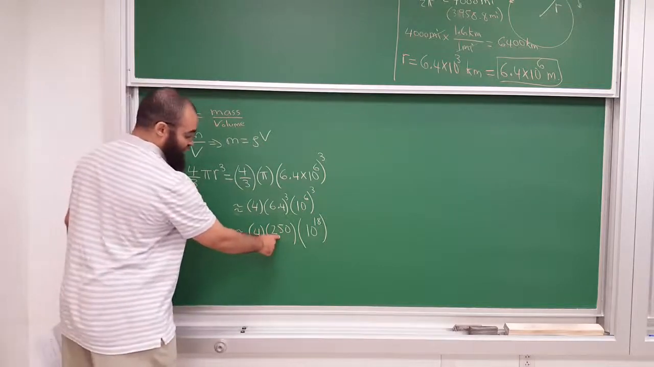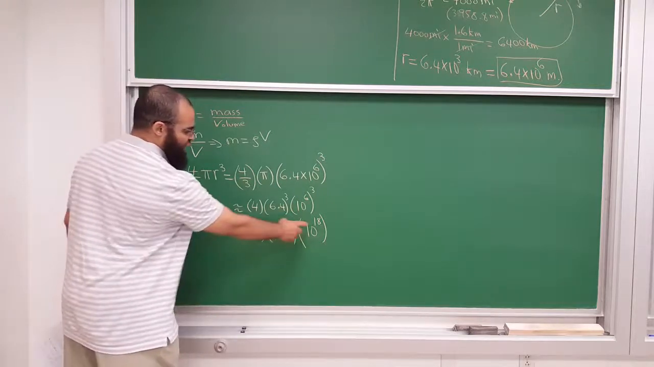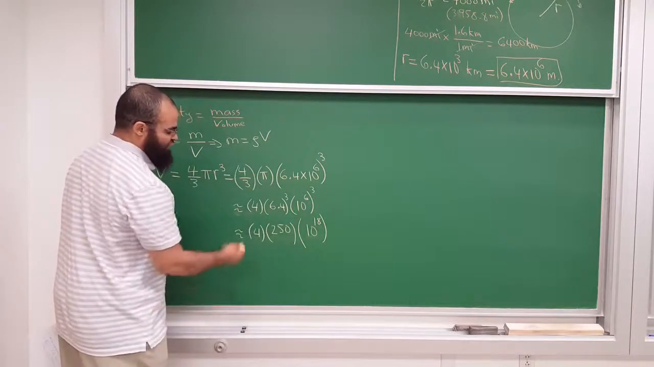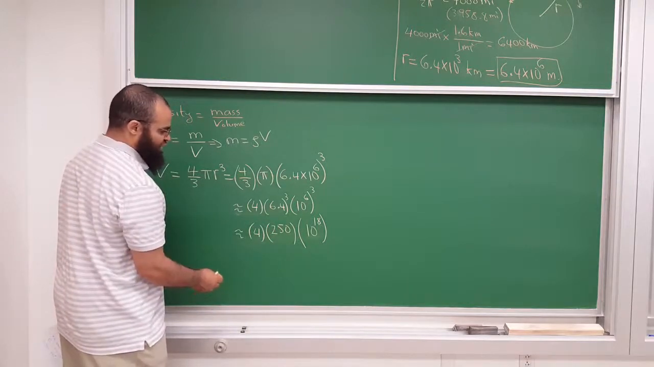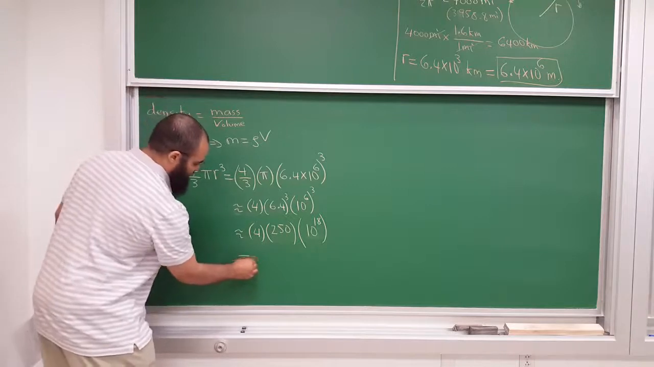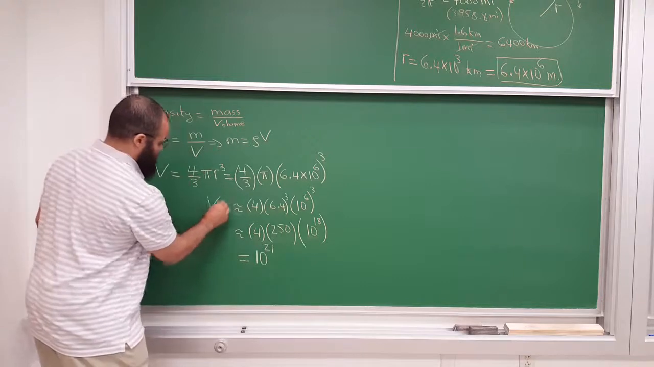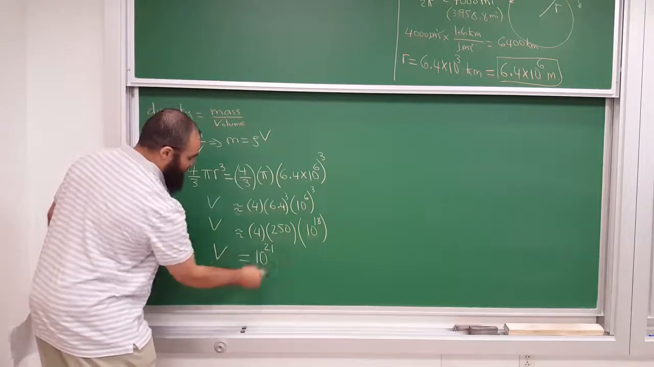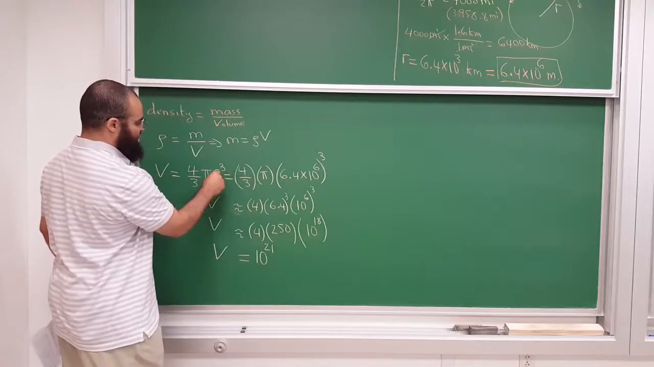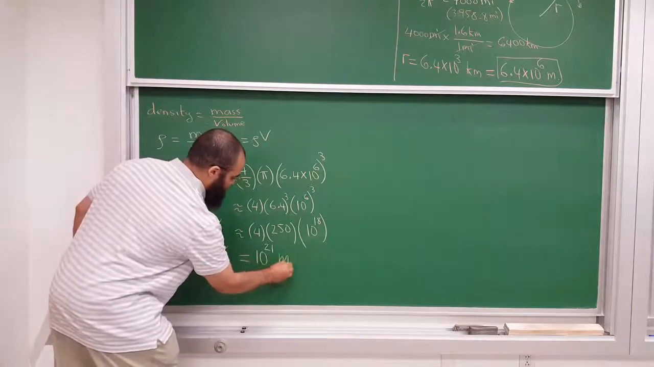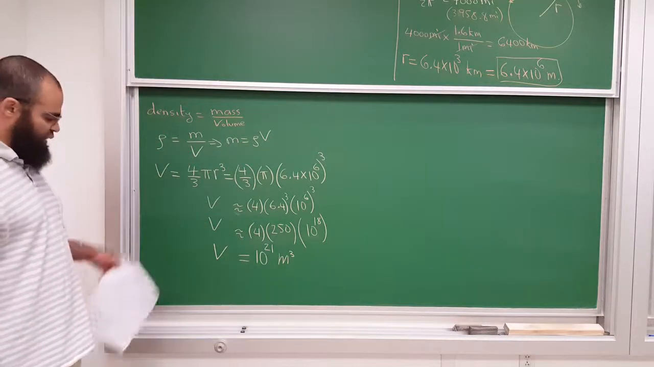And then 4 times 250, that's why I like 250, is 1,000. And then 1,000 times 10 to the 18th power, 1,000 is 10 to the 3, and 10 to the 3 times 10 to the 18 is 10 to the 21. So that's the volume here. That's the 10 to the 21 what? Well, R cubed, R is in meters, so it's cubic meters.